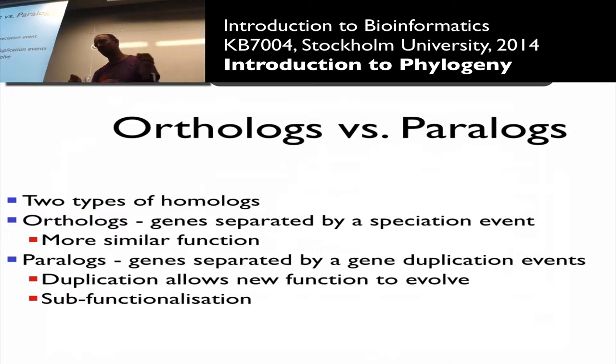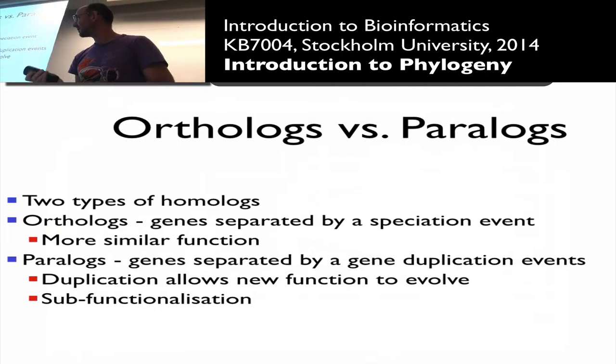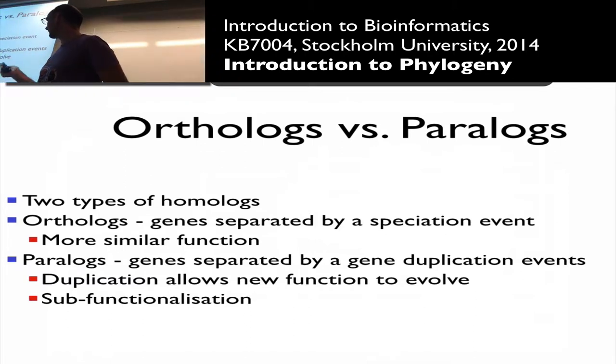Orthologs are a direct comparison between my gene and the mouse gene, that, when the mouse and I had a common ancestor, were the same gene. So orthologs are genes that are separated by a speciation event. So if you make a tree for my genes, most of the separation overlaps with the separation of the species. While paralogs are genes that separate by gene duplication events.